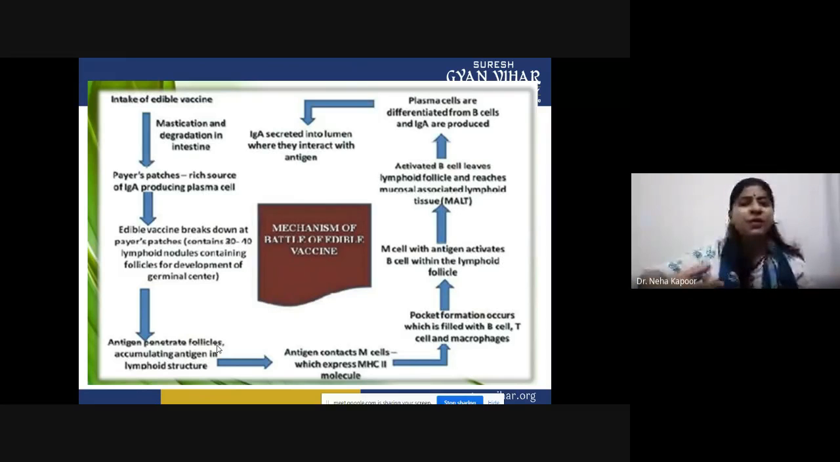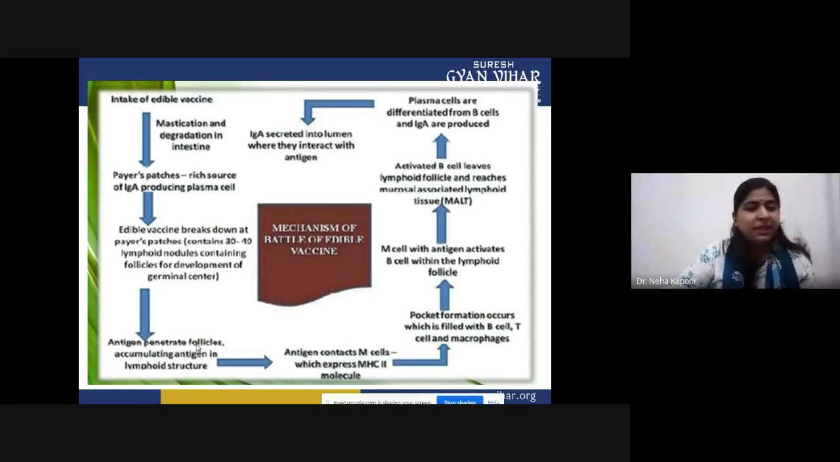Plasma cells will produce IgA antibody, and this IgA antibody that is secreted into the lumen will interact with the antigen to neutralize it. So this is the complete mechanism of action of this edible vaccine. There are a few examples of it.